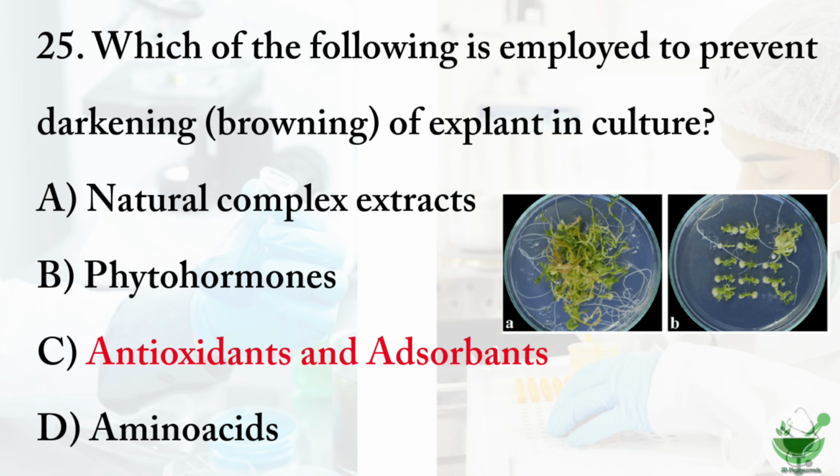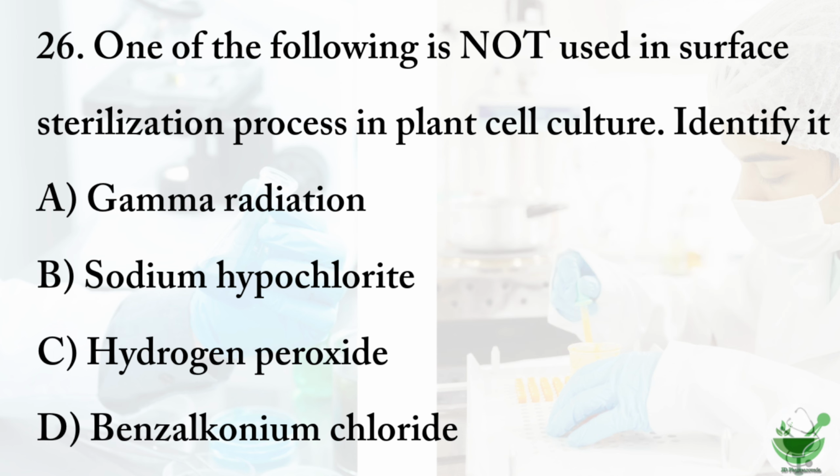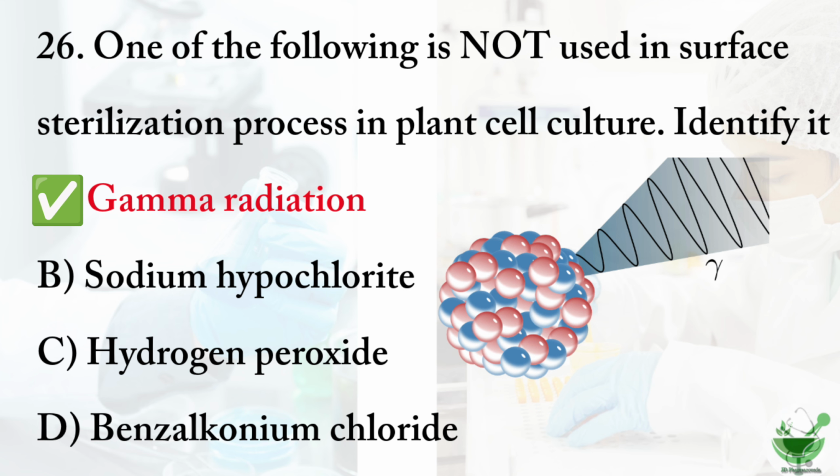Then question number 26. One of the following is not used in surface sterilization process in plant cell culture. Identify it. Option A, gamma radiation. Option B, sodium hypochlorite. Option C, hydrogen peroxide. Option D, benzalkonium chloride. The correct option is option A, gamma radiation.